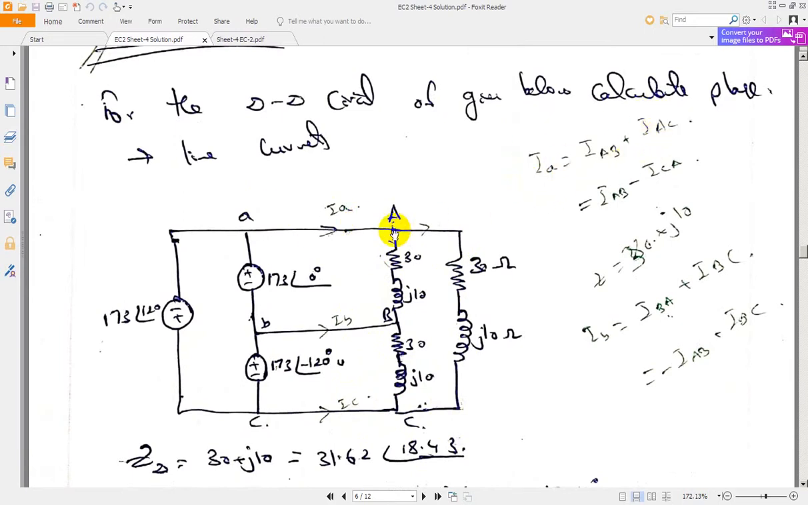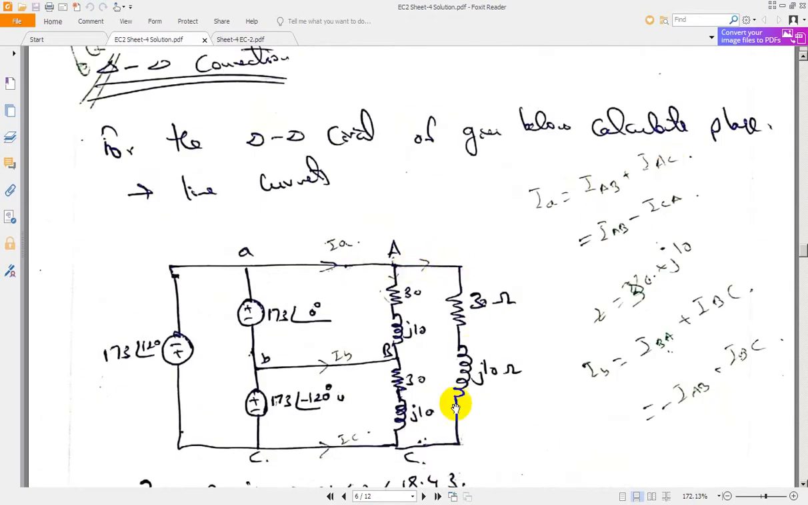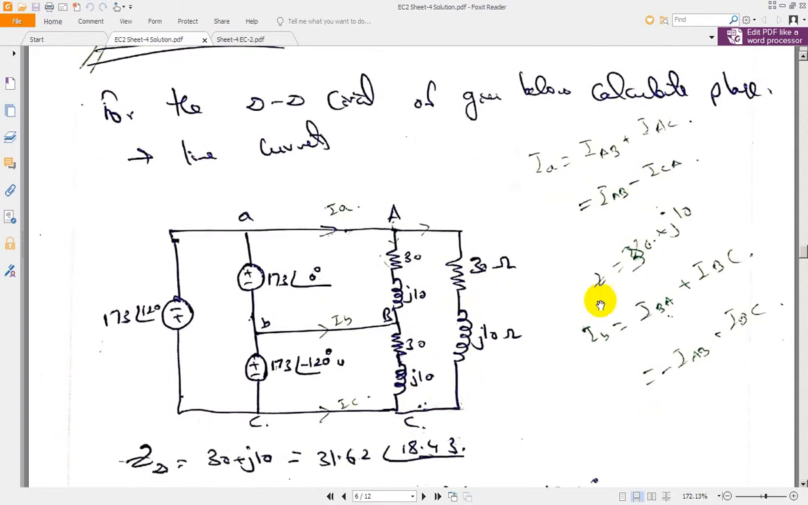But we have evaluated ICA here. We can write IAC, this current is equal to the opposite of ICA. So it will be minus ICA. IAB current, this current, plus IAC. This IAC should be equal to the current which is flowing here, which is equal to minus ICA. So we can write it as IA is equal to IAB minus ICA. Just substitute.